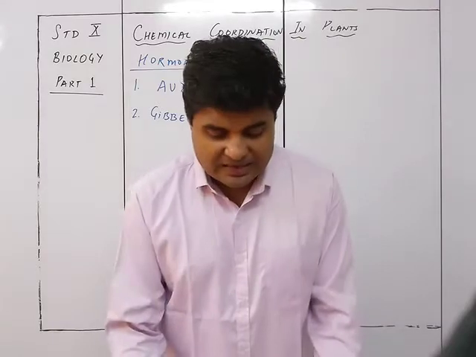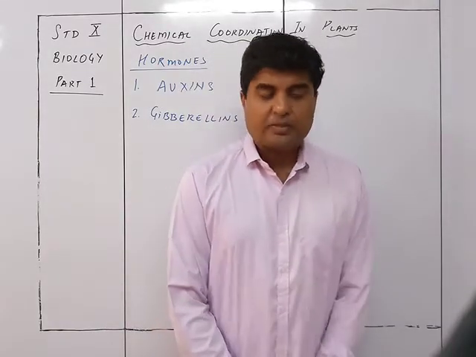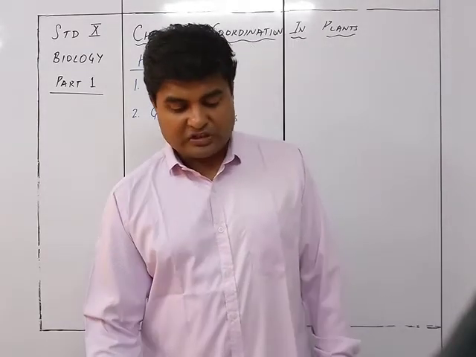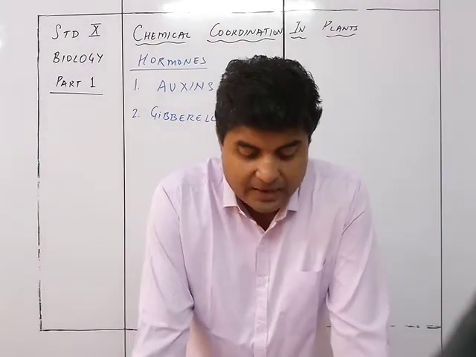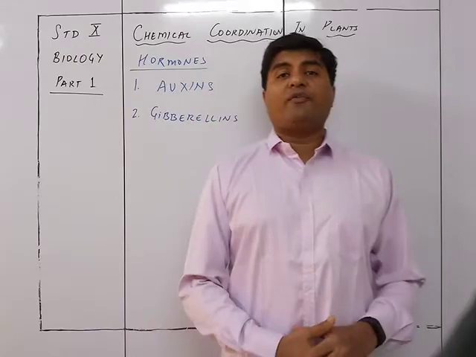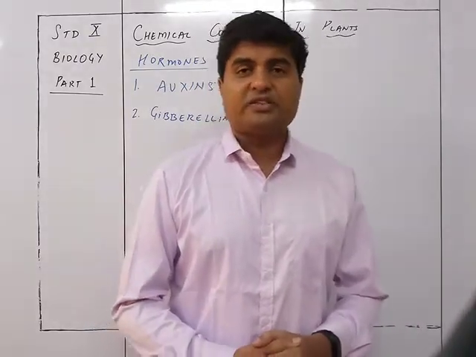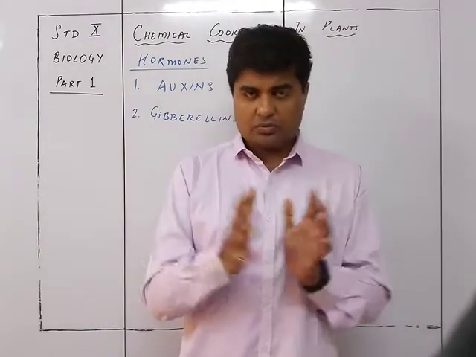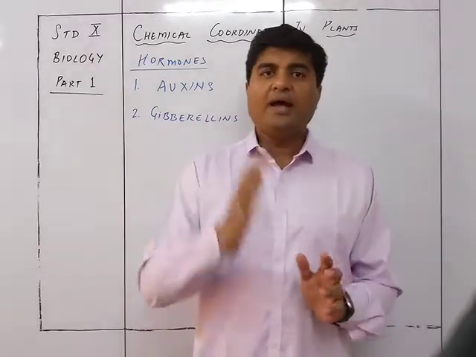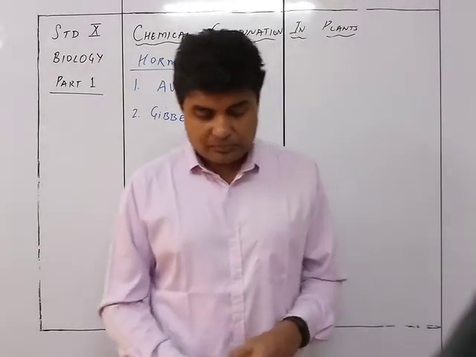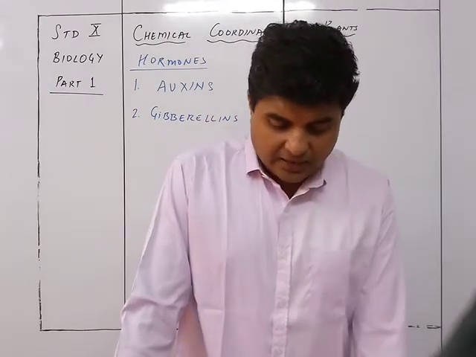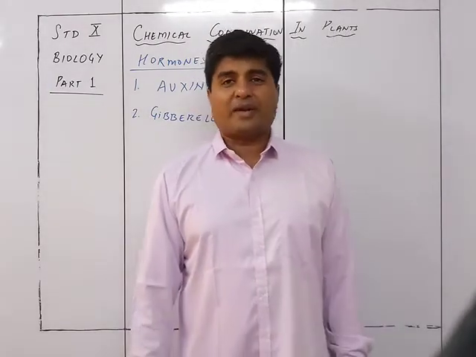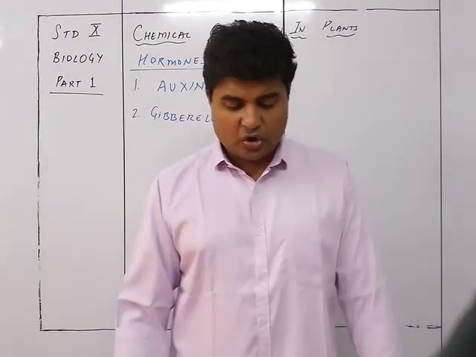Gibberellins are synthesized primarily in the meristem of apical buds and roots, and the function is to help in stem elongation. So first thing is stem elongation. Second, break dormancy of the seed and bud, that is, the sleeping pattern is lost and it starts to germinate. It delays senescence, it delays aging, and finally induces parthenocarpy. So these are the four functions of gibberellins.